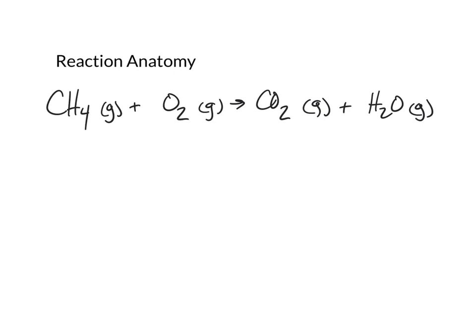This next slide is labeled Reaction Anatomy. We're going to talk about the different parts of a chemical reaction when it's written out in simple form. Here's my example chemical reaction. CH4 plus O2 gives you CO2 and H2O. Now the two things on the left-hand side of the arrow are called our reactants. Reactants are ingredients that we use to make a chemical reaction.